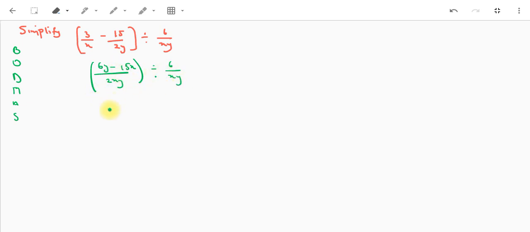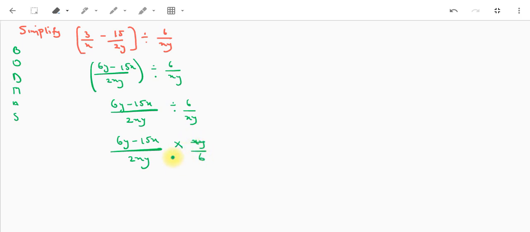Now from here, nothing I can do again, so I'm going to open up that bracket: 6y minus 15x. 6y and 15x cannot add up because they are not like terms. So here, divided by 6 over xy. Now this is the same thing as 6y minus 15x over 2xy. Now this division will change to times, which makes this one flip: xy over 6. From here, this can cancel this. These two can cancel out, okay? When they do, what we'll have left is 6y minus 15x over 6.